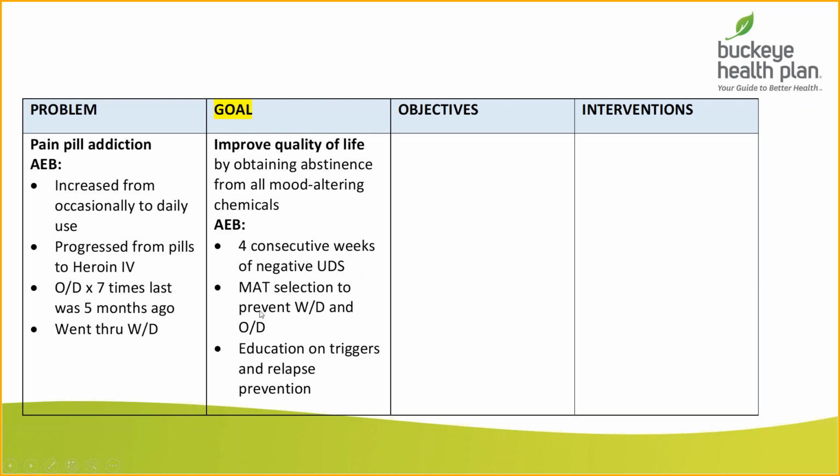Well, also, we want her to get on medication assisted treatment to help prevent any future overdoses and for the continual withdrawal symptoms she might be experiencing, the prolonged withdrawal symptoms. And then we want to educate her on the triggers and relapse prevention so that she will have some cognitive and behavioral skills to help the next time she's out of rehab and confronted with drug using individuals.